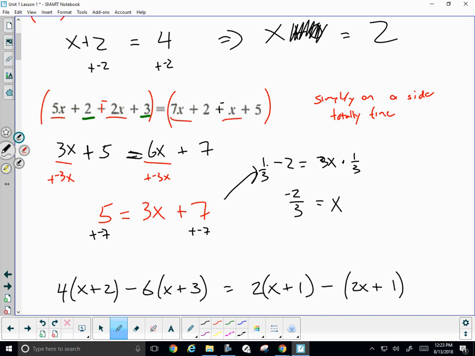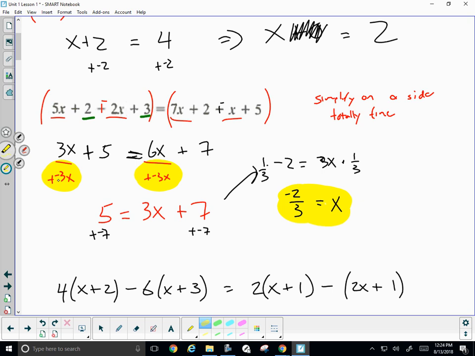Okay, so that's how we deal with multiple variables on multiple sides. We do this key step, which is to get rid of them on one side so that they remain on the other side. Notice my answer. I have the x on the right side. x is equal to negative 2/3. Totally fine. Leave it like that. It's showing you what your unknown value is.